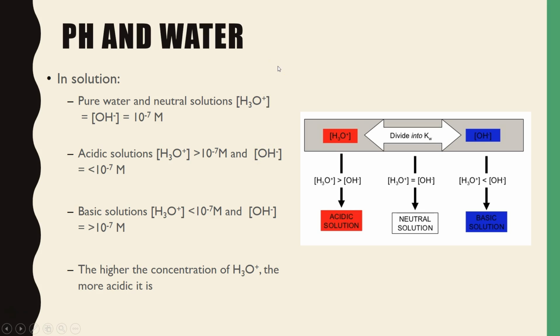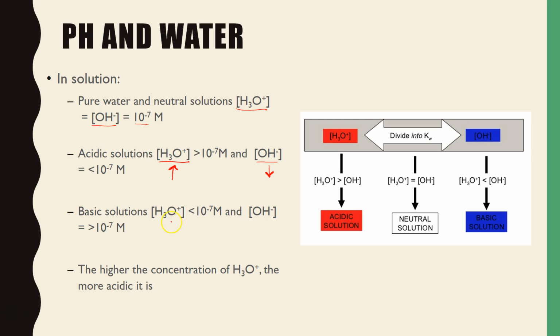So we can say that pure water and neutral solutions have equal concentrations, which is shown by the square brackets, equal concentration of hydronium ions and hydroxide ions, which is 10 to the negative 7, both of them. Whereas in acidic solutions, the concentration of hydronium will be greater than 10 to the negative 7, so this will be a larger number. There'll be an increased concentration of hydronium, and in acidic solutions, there'll be a decreased concentration of hydroxide.